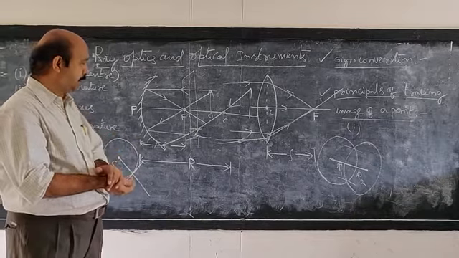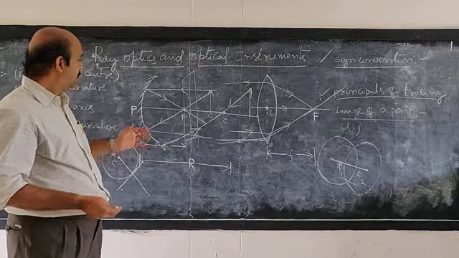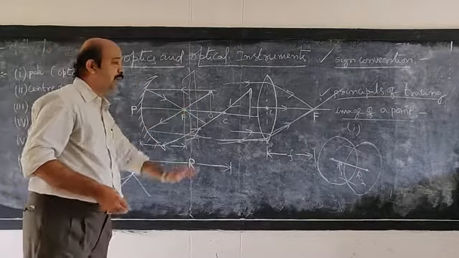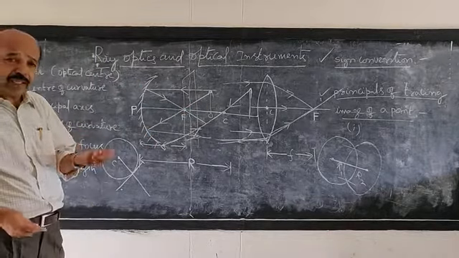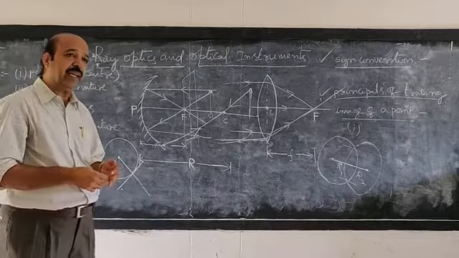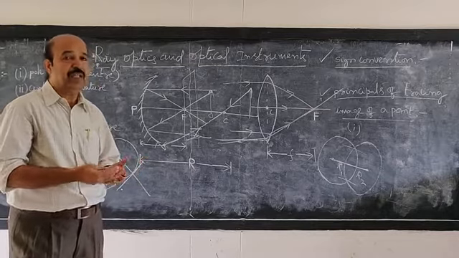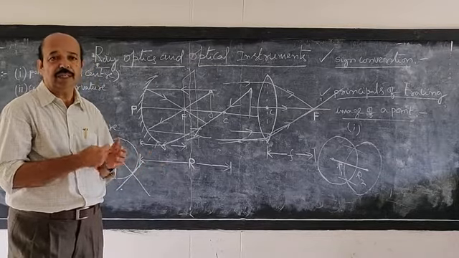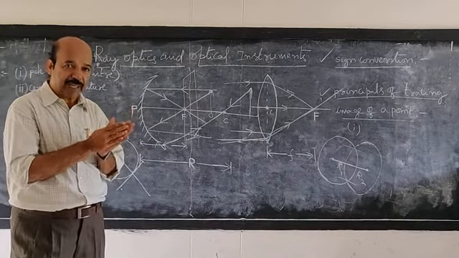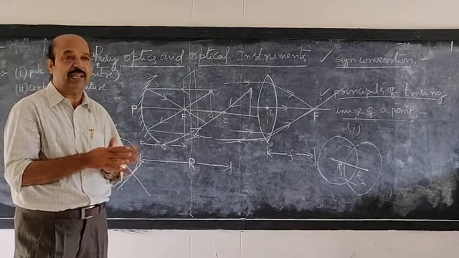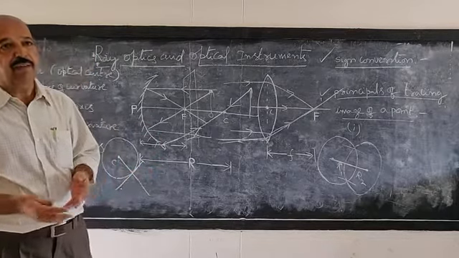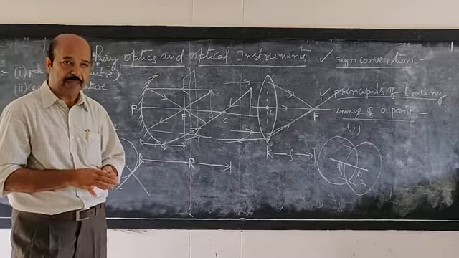And another thing is, in the case of a concave mirror, depending upon the position of the object, we may get a real image or virtual image. Similarly, in the case of a lens, we may get a real image or virtual image, depending on the object position from the mirror or lens. Whereas in the case of a convex mirror or a concave lens, we always get a virtual image. A virtual image is one which you cannot catch on a screen.